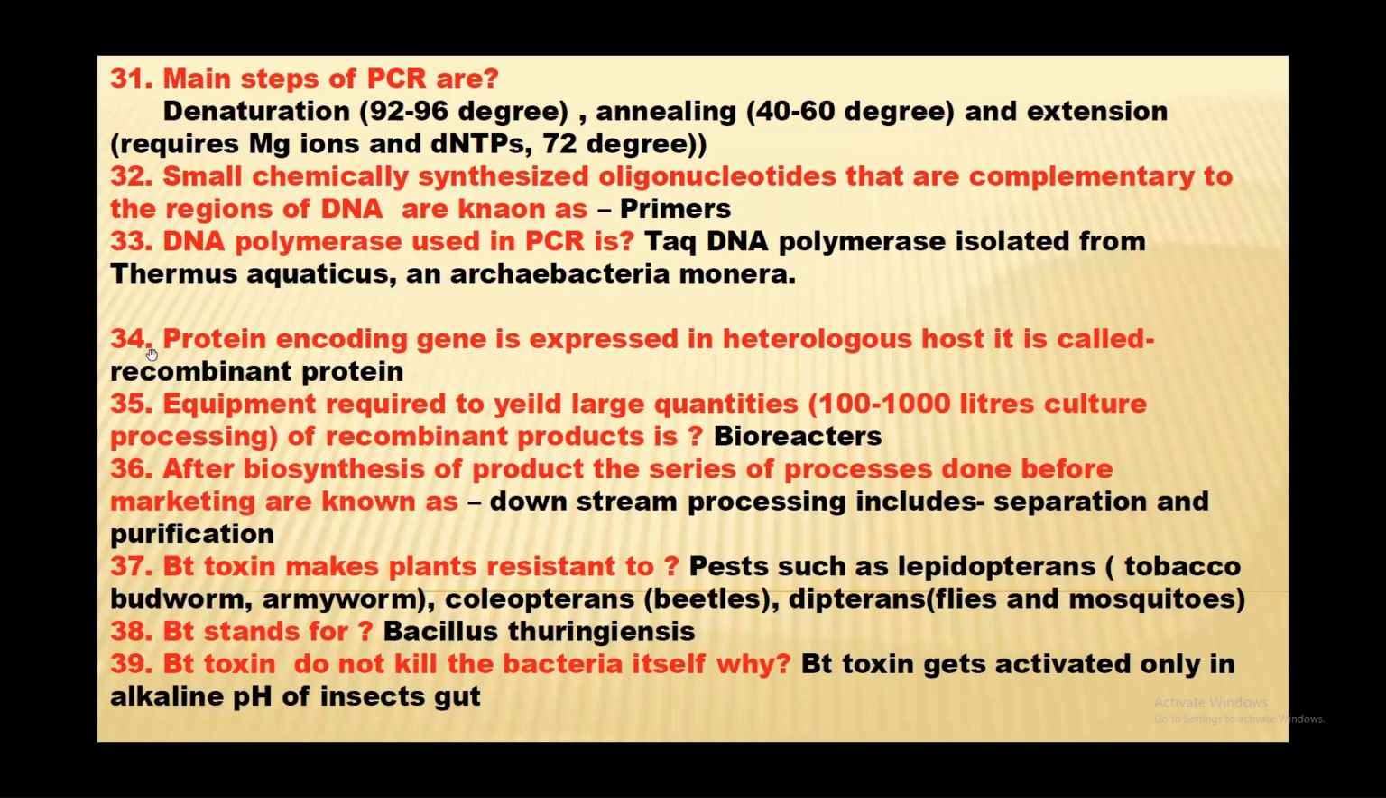See the 34th one. A protein encoding gene expressed in a heterologous host is called a recombinant protein. The next, 35th one: equipment required to yield large quantities, that means 100 to 1000 liters culture processing, of recombinant product. What is the name of the equipment used in large scale industries? Bioreactors. Bioreactors are the equipment required to yield large quantities of recombinant products.